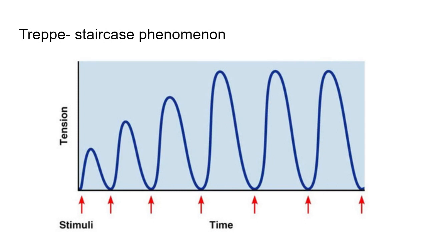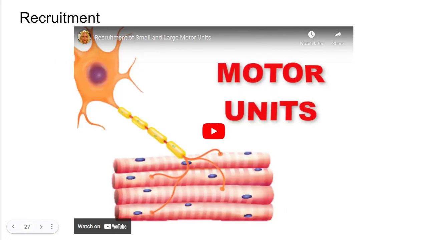This is what the treppe looks like, the staircase phenomenon. You see that with each impulse, the twitch gets a little bit higher until you reach that max force or max tension there. That's treppe or the staircase phenomenon. And then finally, you get to this video, which is on your slideshow. So I'm going to have you watch that on your own. But that is our muscular responses to different stimuli and how we look at it.